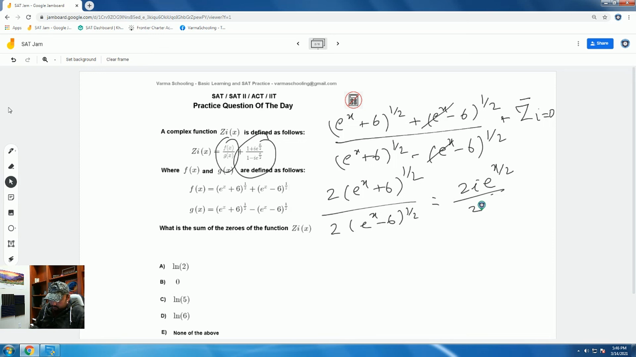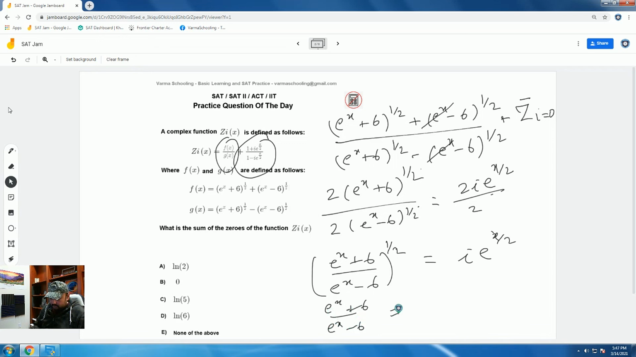So now you're looking at e to the power x plus 6 over e to the power x minus 6. Now you've got the same power on the numerator and denominator. You can combine them as one. This whole thing is to the half power. And now you're looking at e to the power x over 2. When you get to this point, you can square this to get rid of the i. So then you're going to run into an equation which is e to the power x plus 6 divided by e to the power x minus 6 equals i squared e to the power x by 2 squared, so that will become e to the power x components.